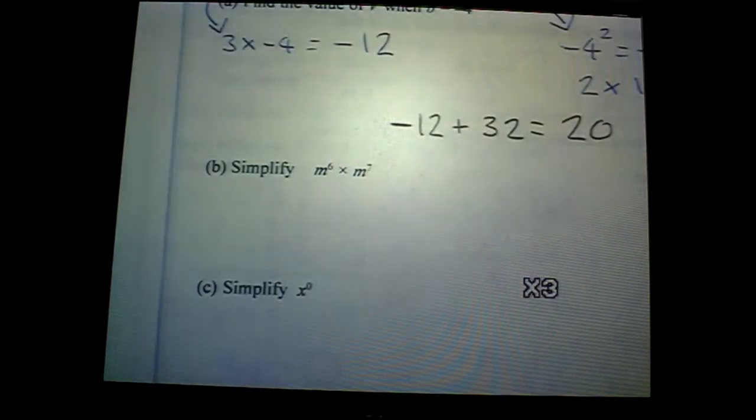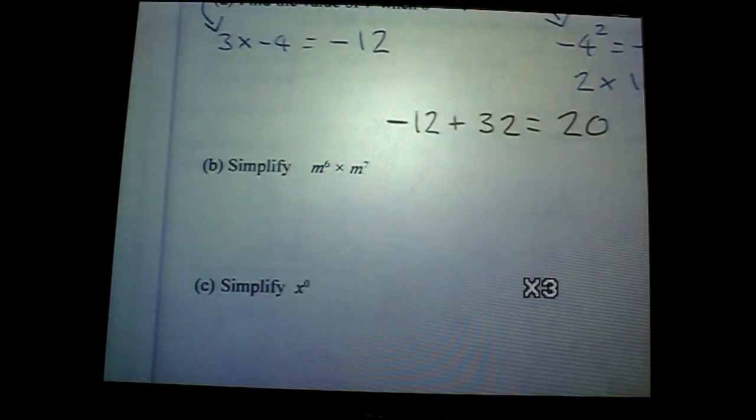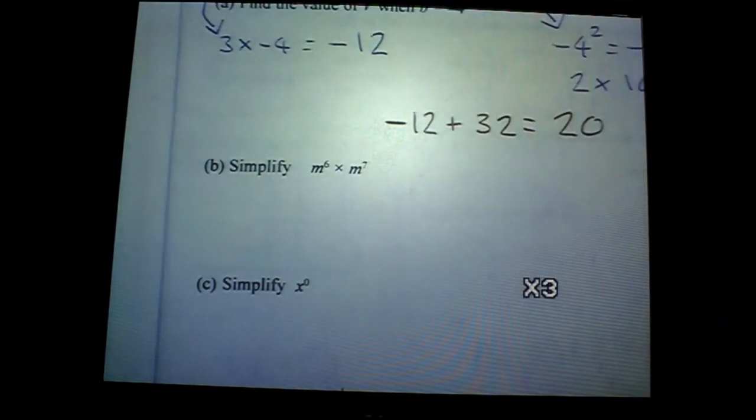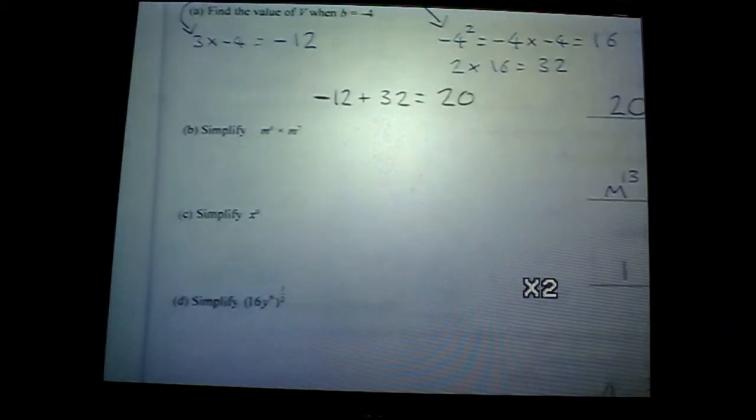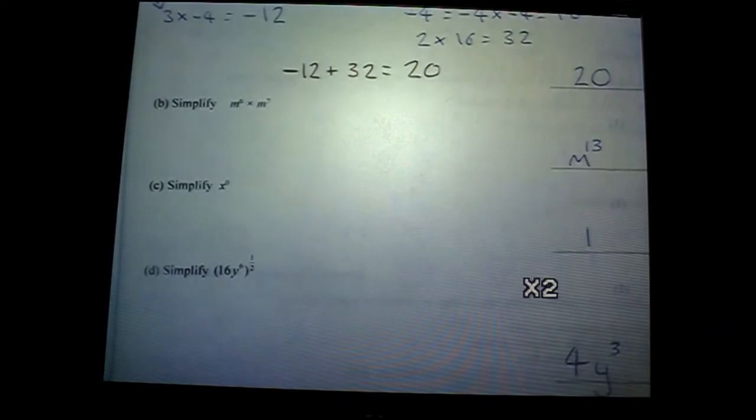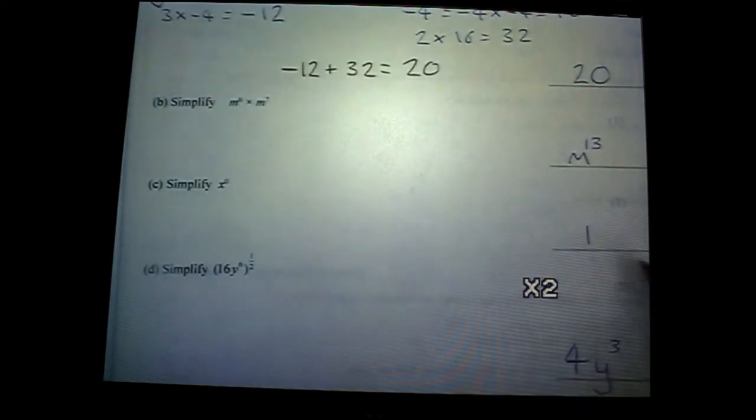Next one, simplify m to the 6 times m to the 7. Well, what you do there, because they're index numbers, is you add them, so that gives you m to the 13. x to the power 0, anything to the power 0 is always 1. And simplify the bottom one.